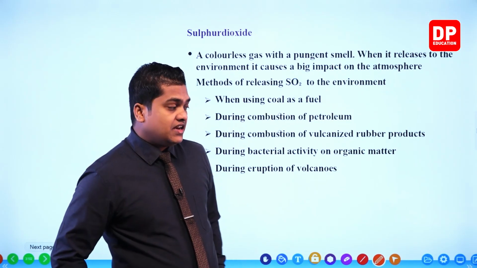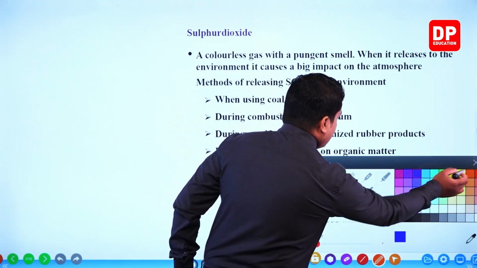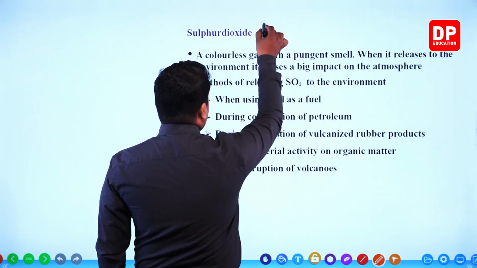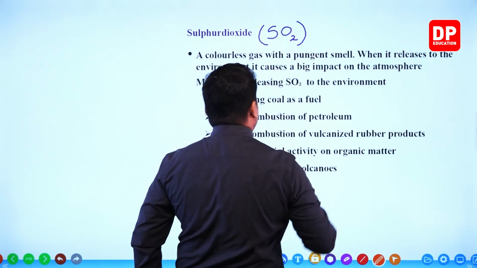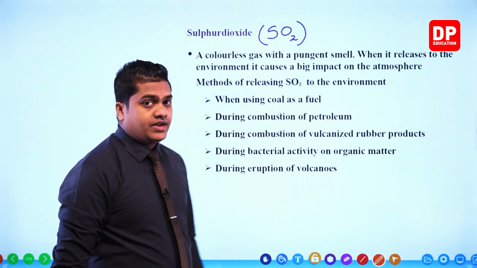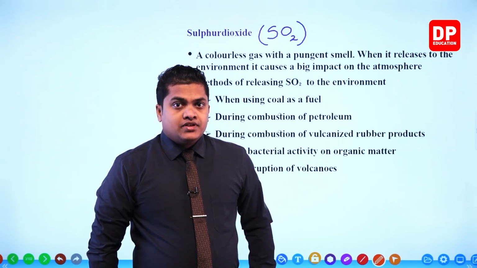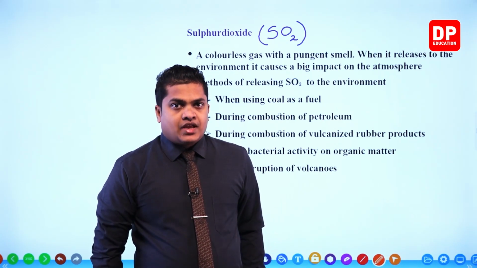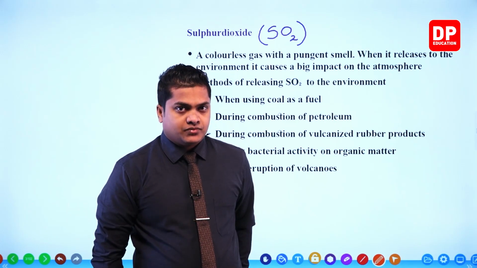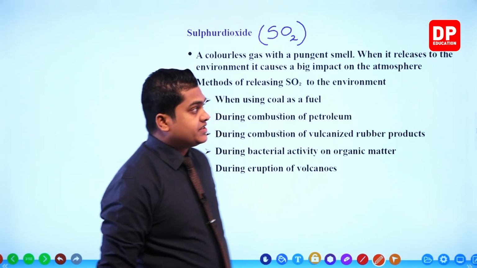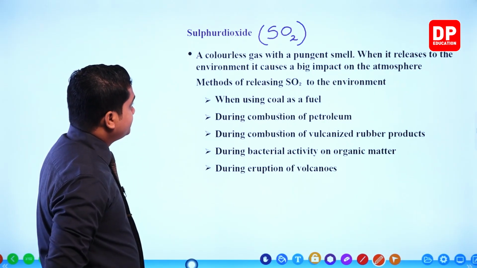Let's see about sulfur dioxide then. First of all, I'll mention the chemical formula for sulfur dioxide. Sulfur dioxide is SO2. When sulfur is burned in air, it burns with a blue flame, and the product which is created is sulfur dioxide gas, SO2.